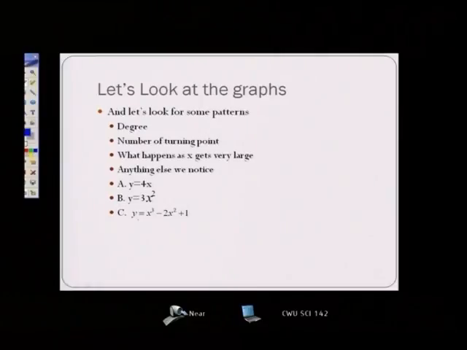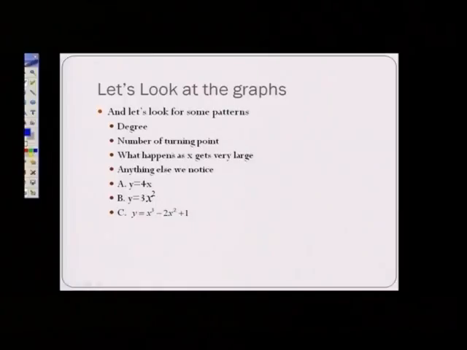So it turns around. Kind of like the stock market, if you can imagine that. If the stock market's going up and then it starts to sink, that's a turning point, or some event made that turn in value. Then I also want to look at what happens to x as it gets very large, and then anything else we notice, which is very broad, and I'll try to ask some questions that point to it. There are a lot of properties of polynomials that we're going to use through the rest of our book that we want to investigate in this section.